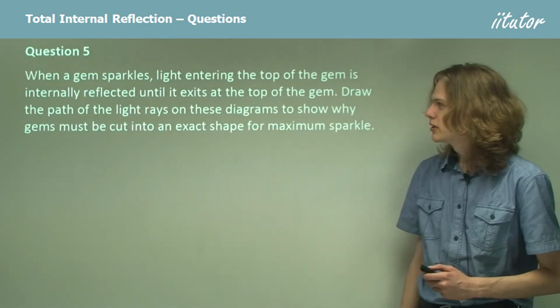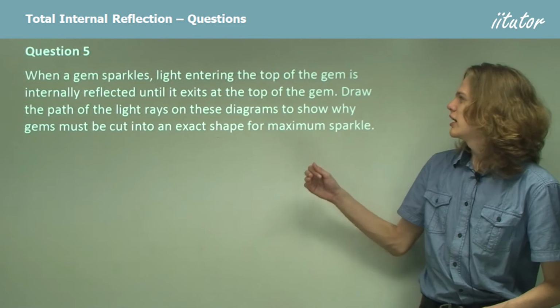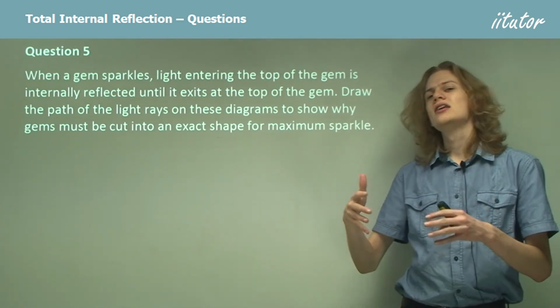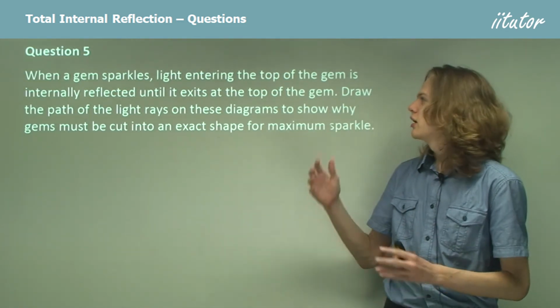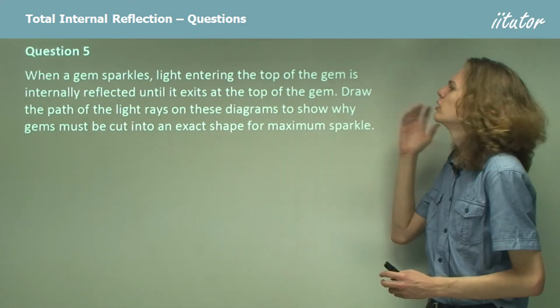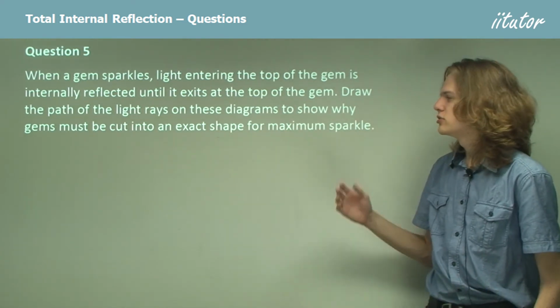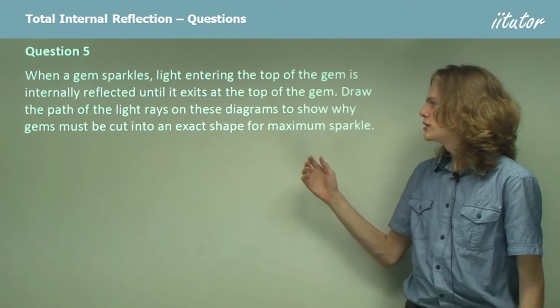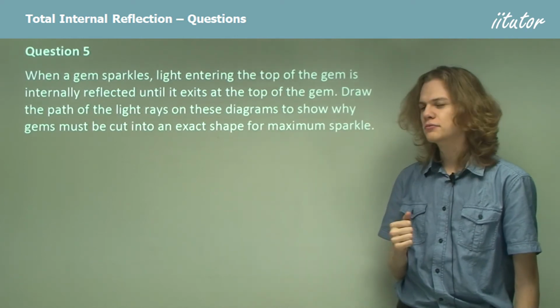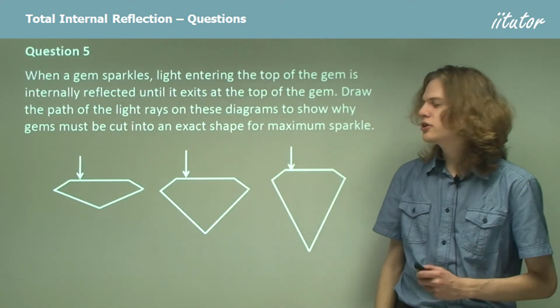Question 5. When a gem sparkles, light entering the top of the gem is internally reflected until it exits at the top of the gem. Draw the path of the light rays on these diagrams below to show why gems must be cut into an exact shape for maximum sparkle. Now, here are the diagrams.